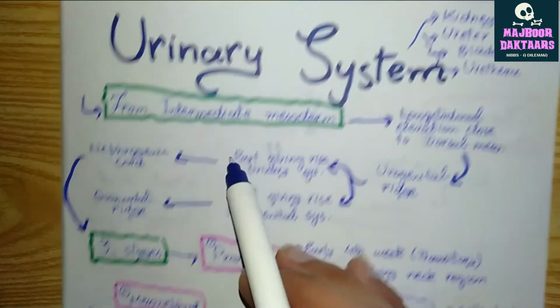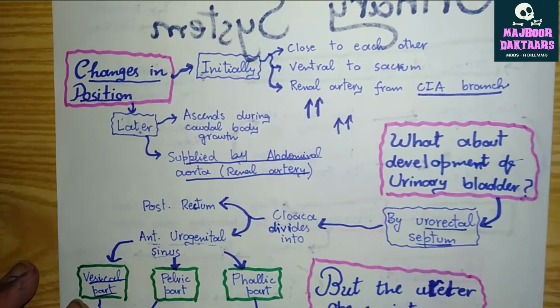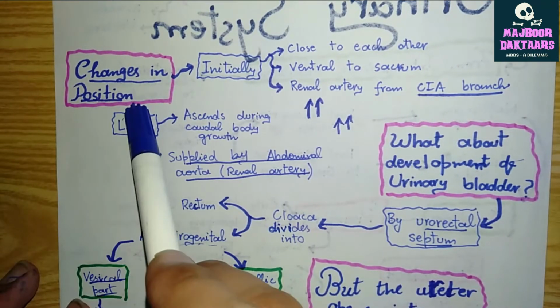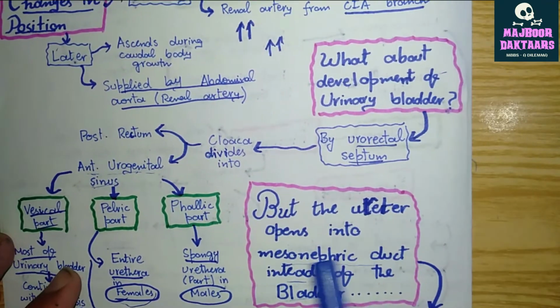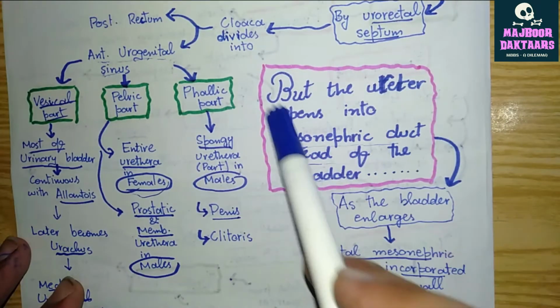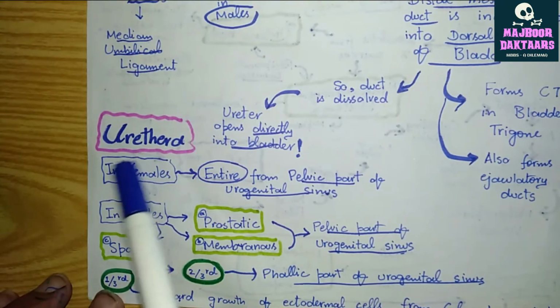We're going to talk about the development of kidney and ureter. We're going to talk about the changes in position of kidney and its blood supply. We're going to talk about the development of urinary bladder, the positioning of ureter, and lastly we're going to talk about the development of urethra. So let's start.